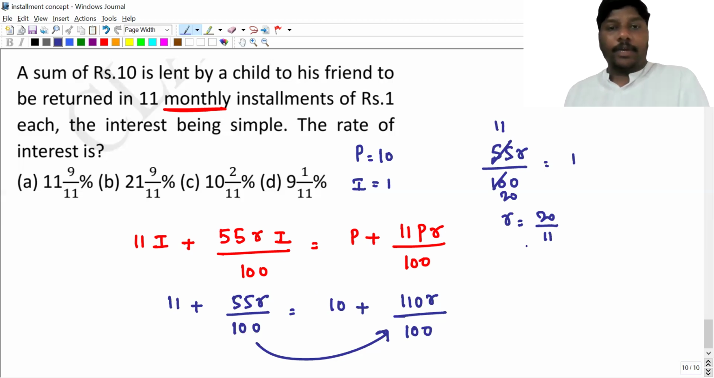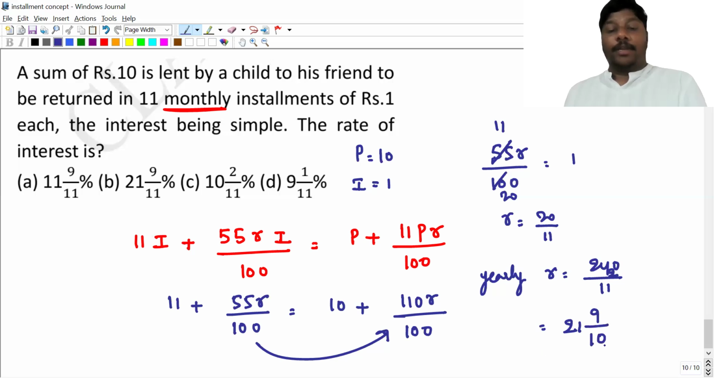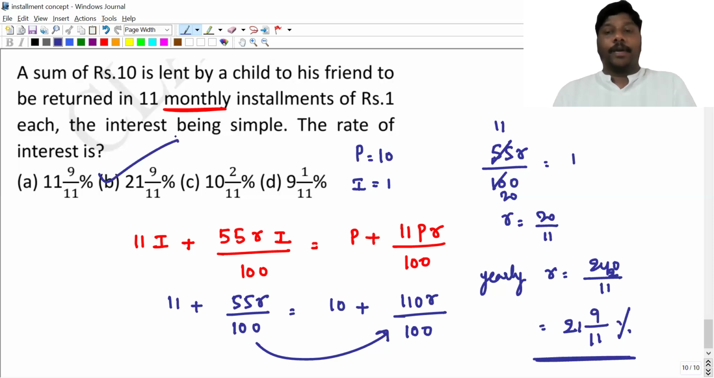ఇదేంటి ఇయర్లీ, ఓకే, మంత్లీ రేట్. మనకు కావాల్సింది ఇయర్లీ కాబట్టి ఇయర్లీ అంటే 12 చేయండి ఇంటూ, అంటే 240 by 11 వస్తుంది. 11 2s are 22, 11 1s are 11, మిగిలింది 9. కాబట్టి మనకి ఎంత వస్తుంది? 21 9 by 11% వస్తుంది. This question has been given in 2022. Okay. So same conceptually మనం స్ట్రాంగ్ అంటే మనం ఈజీగా చేయొచ్చు. యూజ్ ద సేమ్ ఫార్ములా.